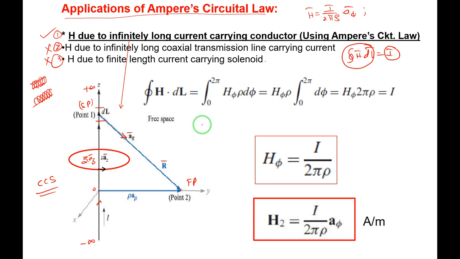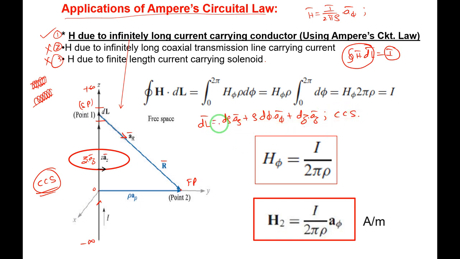Okay. What is dl? If it is in the cylindrical coordinate system, what is the differential length in the cylindrical coordinate system? Let me write it: d rho into a rho, then rho into d phi into a phi, plus dz into az. Is it fine? This is the differential length, right? So d rho a rho plus rho d phi a phi plus dz az. This is the differential length in the cylindrical coordinate system.